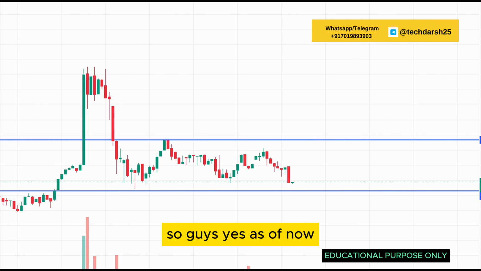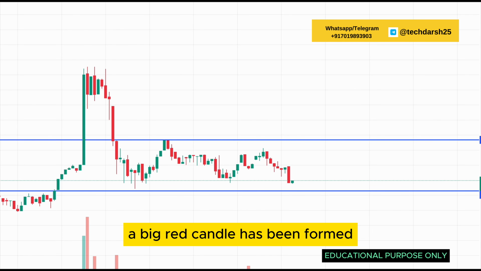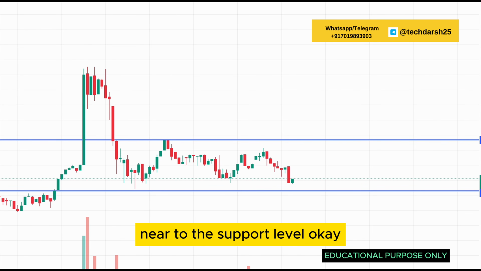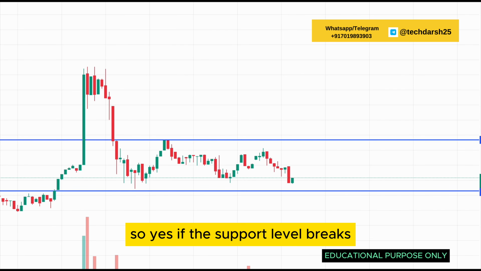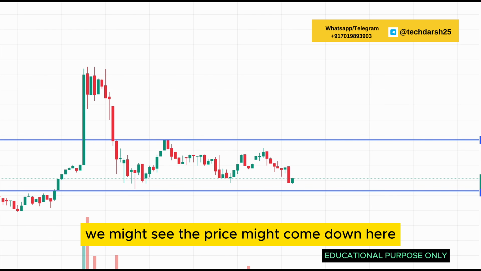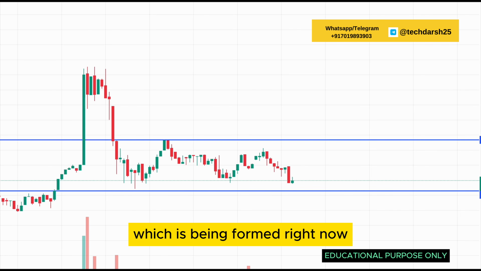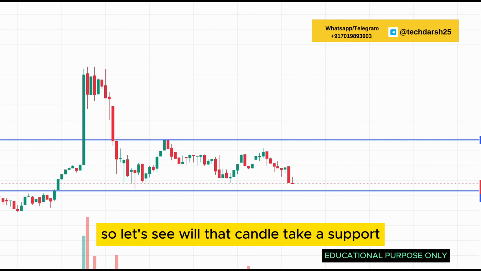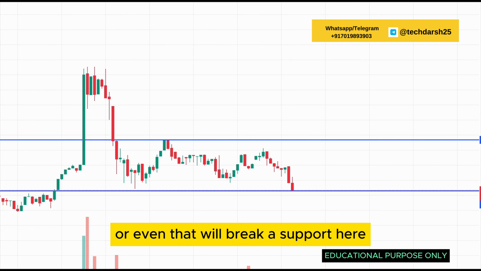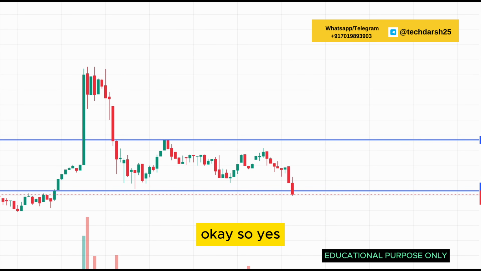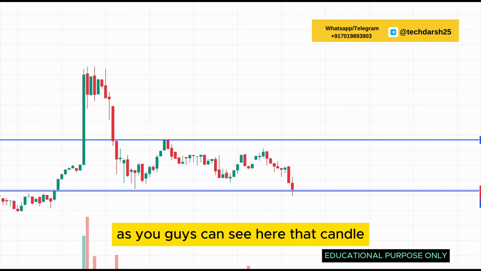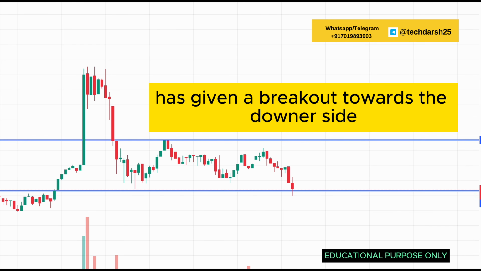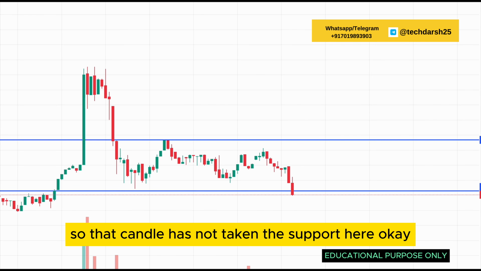As of now, a big red candle has been formed near the support level. If the support level breaks, we might see the price come down here. The candle which is being formed right now will play an important role here. Let's see whether that candle takes support or breaks the support. As you can see here, that candle has given a breakout towards the downside, so that candle has not taken the support here.